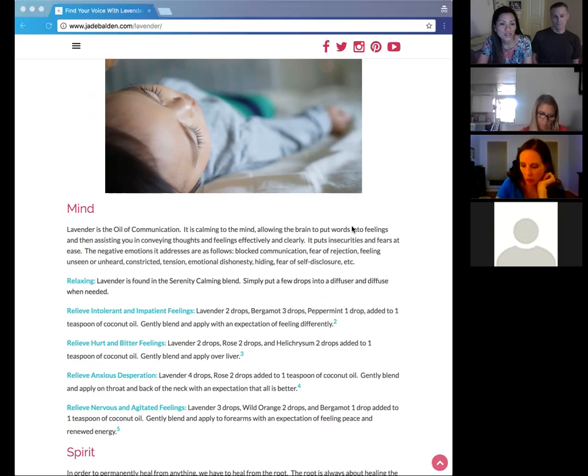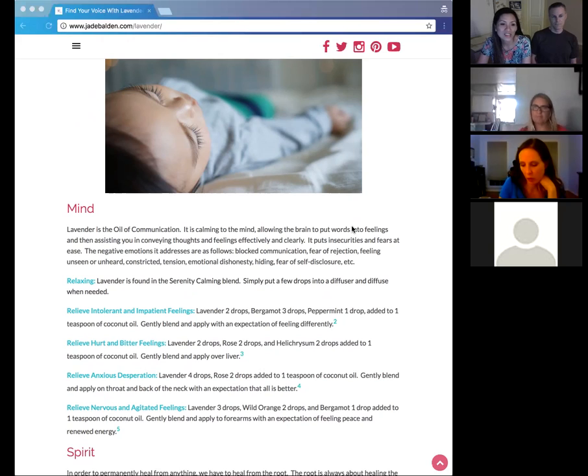And for me, because I have such a strong aversion to lavender, I looked at that and I'm all, that's all of me. So I was like, oh dear, where do I start? So anyways, it helps with the relaxing. And we said earlier, it's one of the oils found in the Serenity Calming Blend.